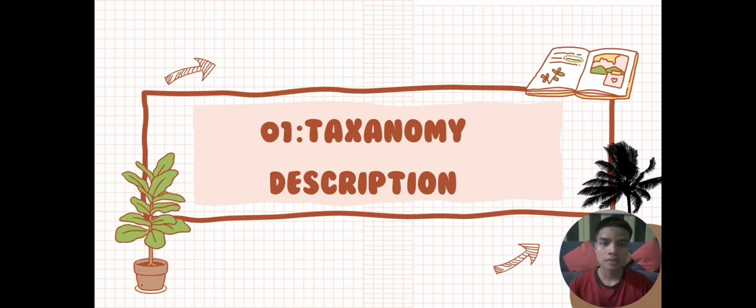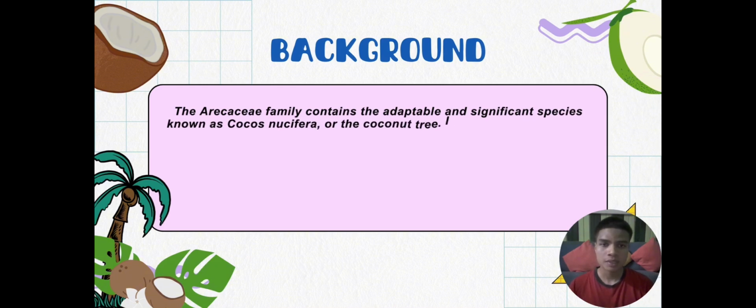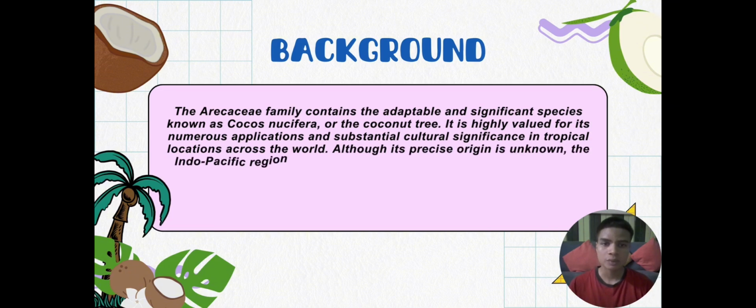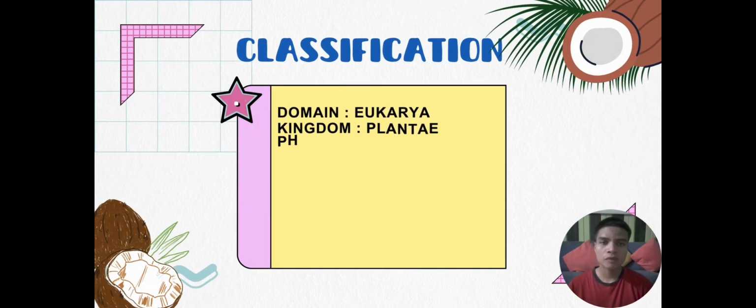Now we're going to discuss the taxonomy description of Cocos nucifera. The background of Cocos nucifera is that it is commonly known as the coconut tree. It's a versatile and important species within the palm family, widely recognized for its broad range of use and significant cultural importance in tropical regions around the globe. Its exact origin is debated, but it's believed to be native to the Indo-Pacific region. Some theories suggest that its distribution was facilitated by ocean currents, which allowed its fruit to travel across vast distances of ocean.